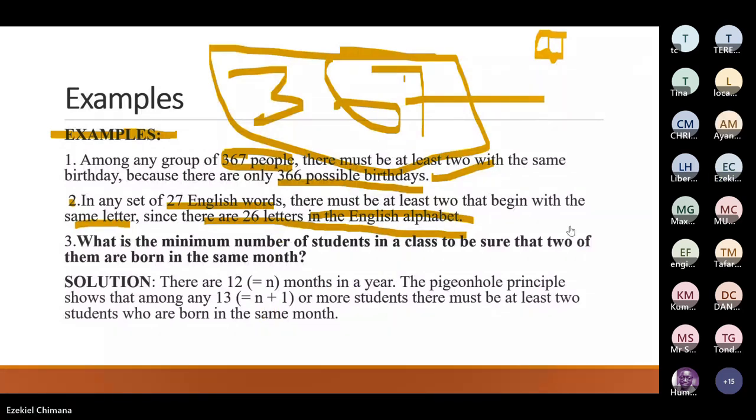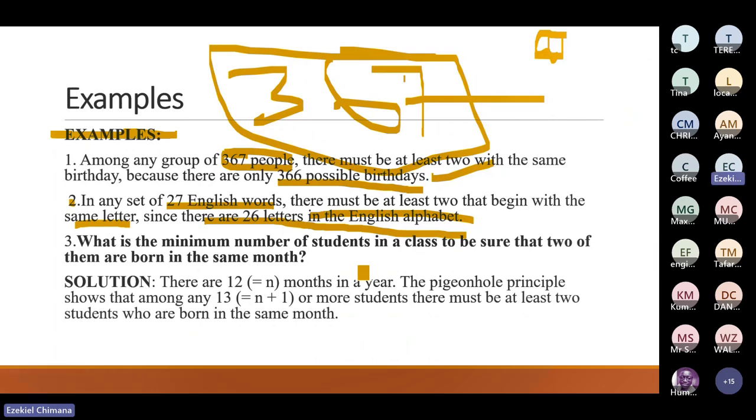So there is this example which says: what is the minimum number of students in a class to be sure that two of them are born in the same month? So we are saying we've got a class. How can we be sure that in this class two of the students are born in the same month? So what you do is go for the worst case scenario here. You know that in a year we have got 12 months.